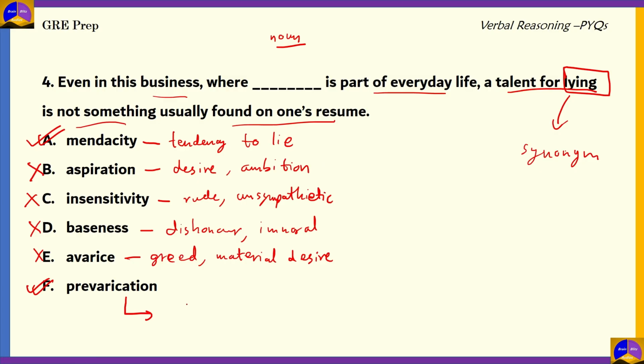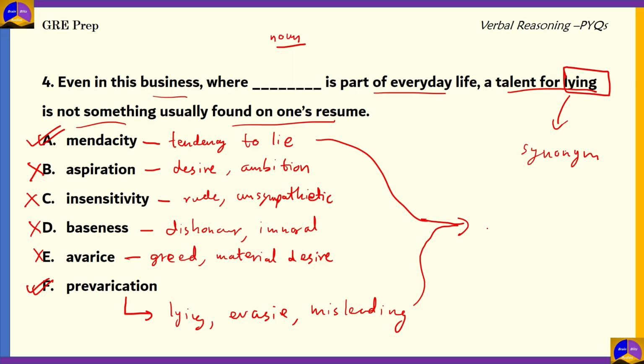But if we look at the word meaning, then again prevarication does refer to lying, being evasive, misleading someone, which of course are close synonyms to lying. So in this particular question, where we needed to find a noun that means to lie or to want to lie, then we have option A, mendacity, that is tendency to lie, and prevarication, where someone does actions that are evasive or misleading. We can therefore conclude that options A and F turn out to be the right option.